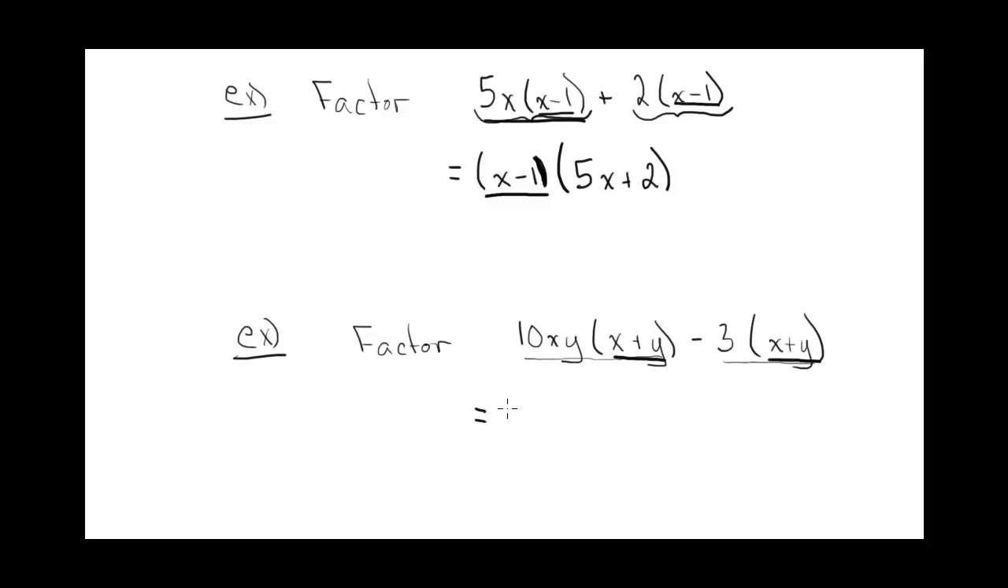So x plus y is the common factor. x plus y is the greatest common factor to both of these things. And then what are you left with? Just 10xy. And then what are you left with here? Minus 3. So we've common factored a whole binomial.